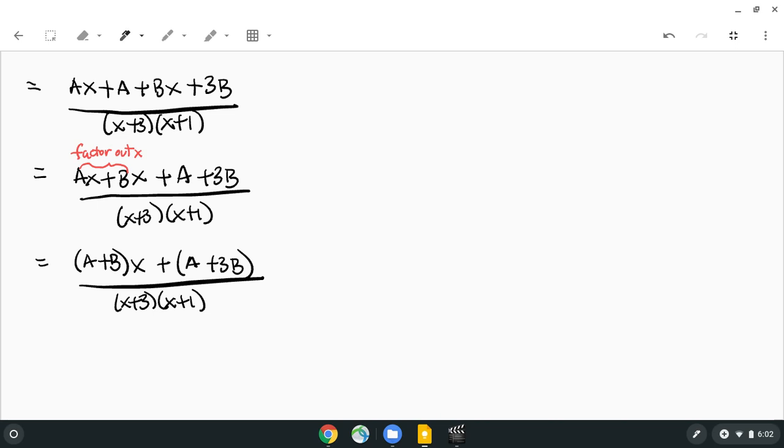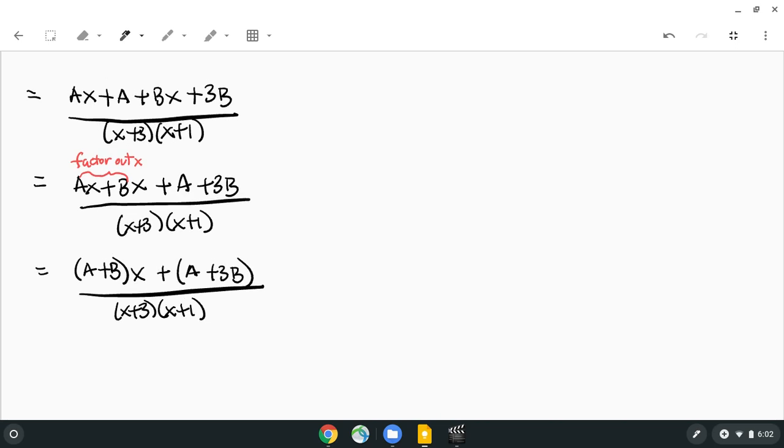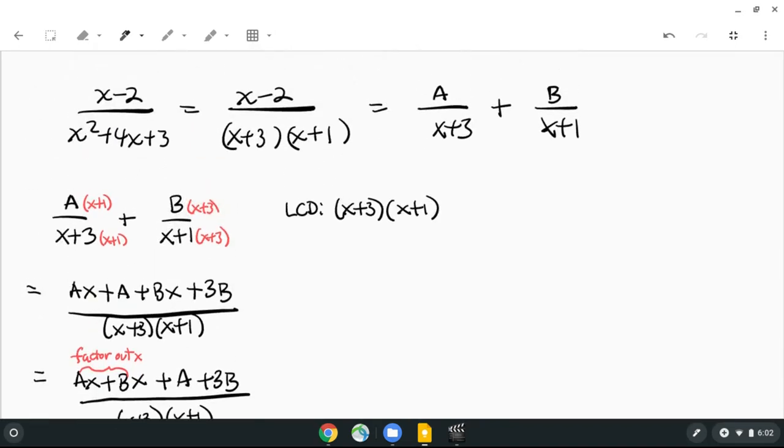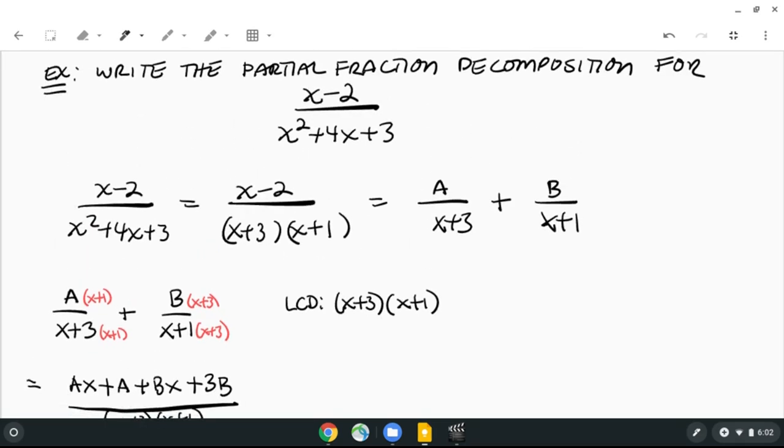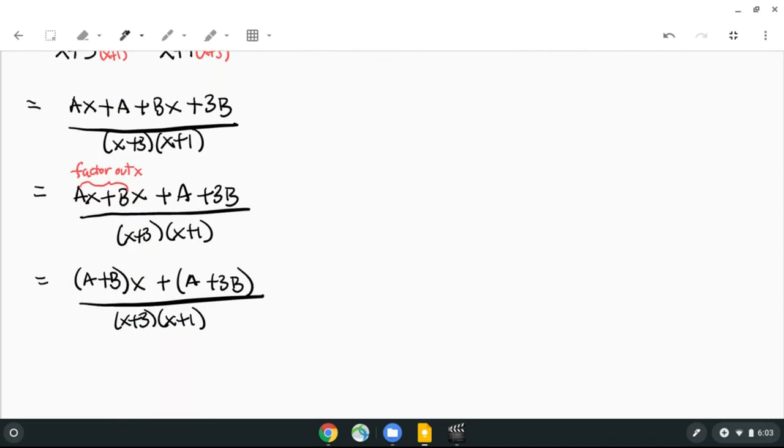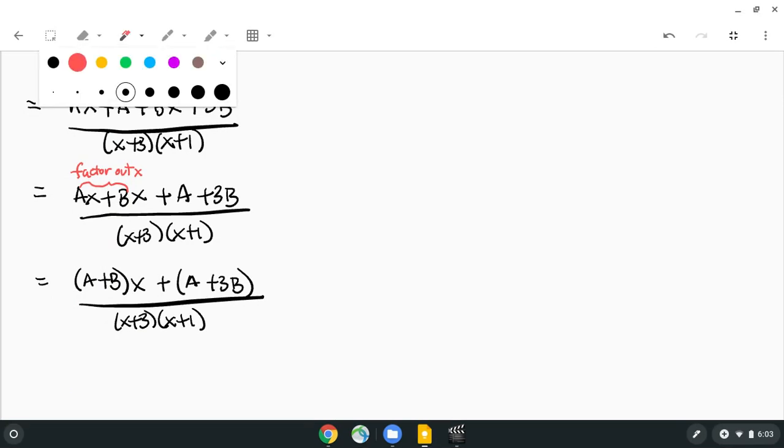Okay, so let's take a look at the original problem. What we're going to be doing is looking for the coefficient for x and the constant. So let's see what we have. There's the original problem. We have 1x minus 2 for the numerator. So over here, this should be a 1x minus 2. Okay, so there are my equations for my system.